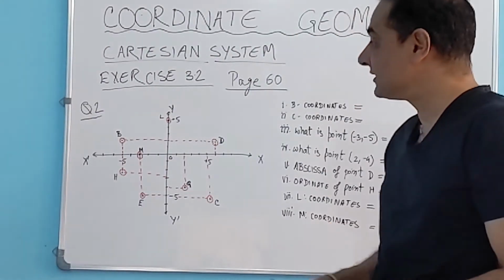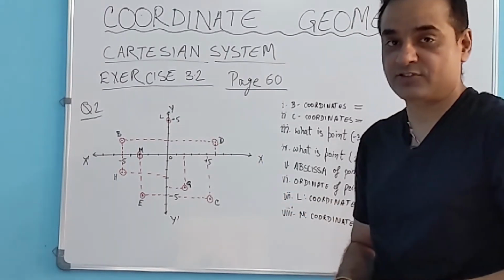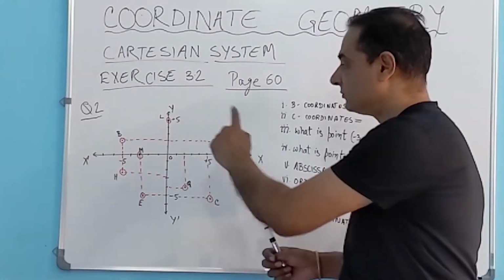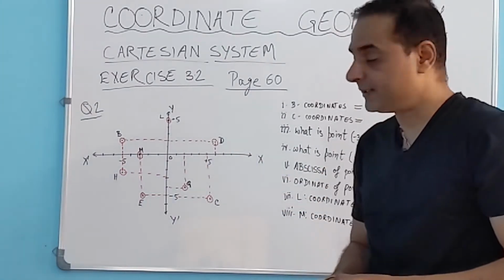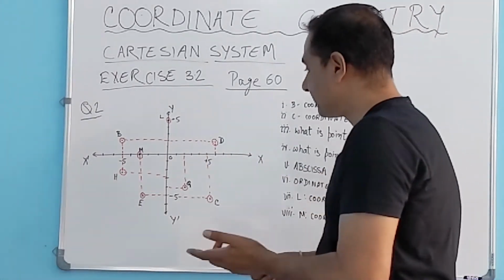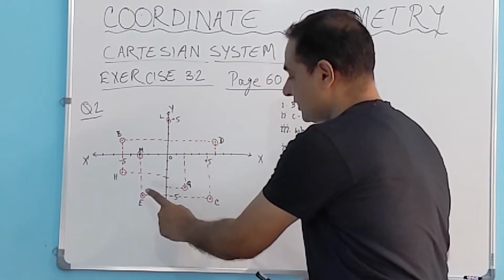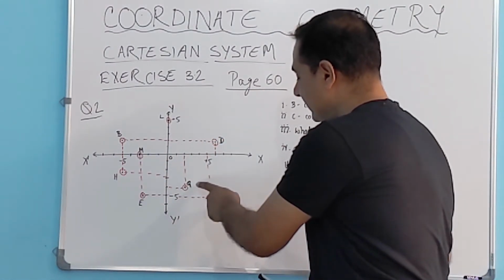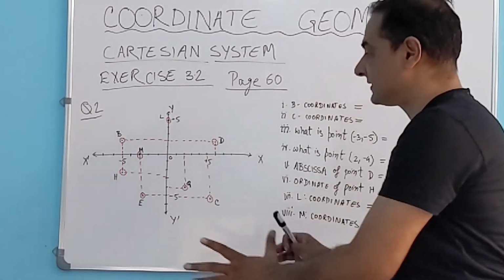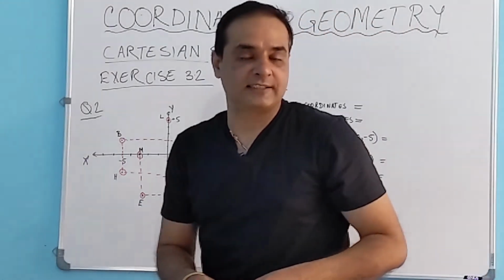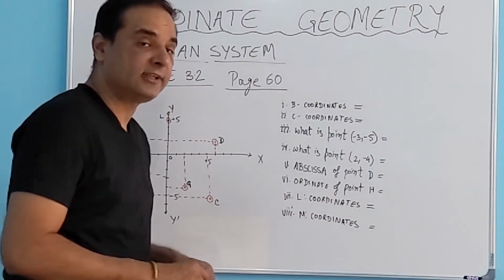At question number 2 of the same exercise 3.2, which is on page number 60. In this question we are given a Cartesian plane, and on this plane we have points D, L, B, M, H, E, C and G. Based on these points, we have been asked a few questions. Let's look at those questions and try to find the values.